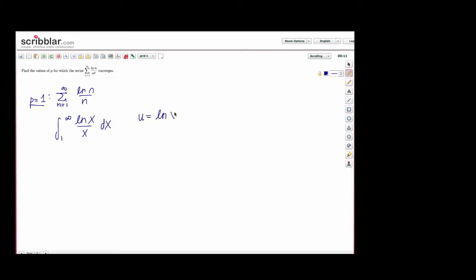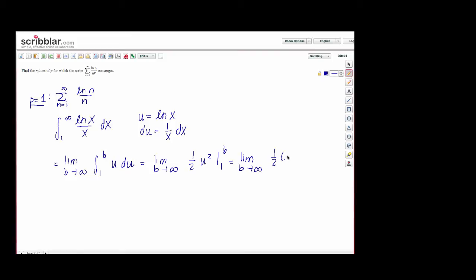If we let u equal natural log of x, then du will be 1 over x dx. Then our integral becomes, remember we want to rewrite it as a limit, limit as b goes to infinity, integral from 1 to b, of u du. So we get 1/2 u squared evaluated from 1 to b. Now we just need to remember that our original integral was in terms of x, so we get 1/2 natural log of x squared evaluated from 1 to b.